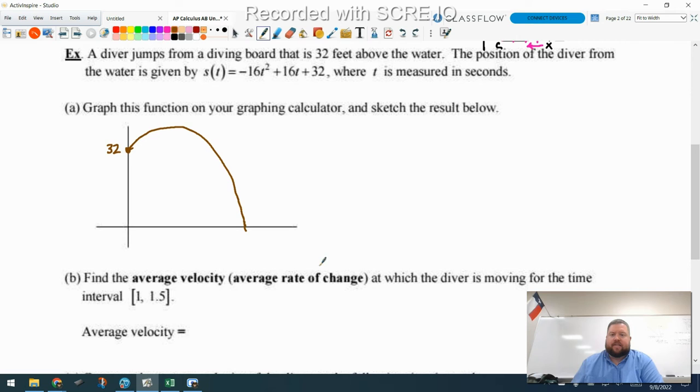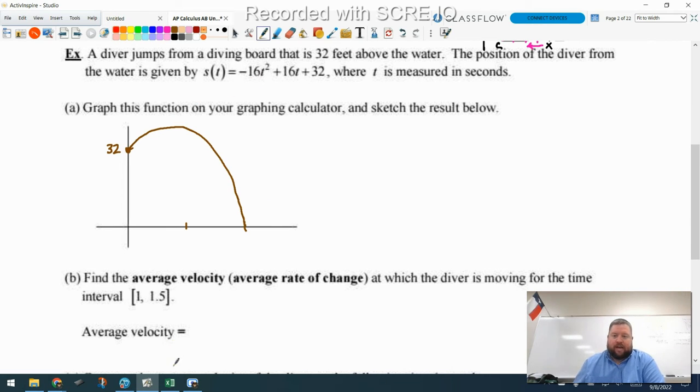All right, find the average velocity, which is the average rate of change at which the diver is moving for the time interval 1 to 1.5. Okay, so we can say t equals 1, right there. Let's go ahead and find that point. It's bothering me that I'm not saying what it is.